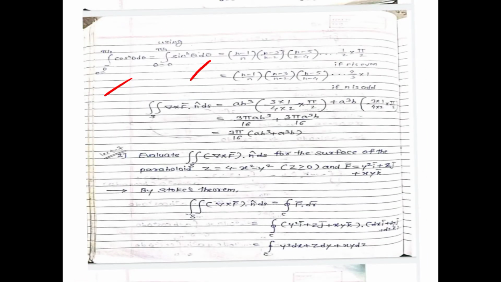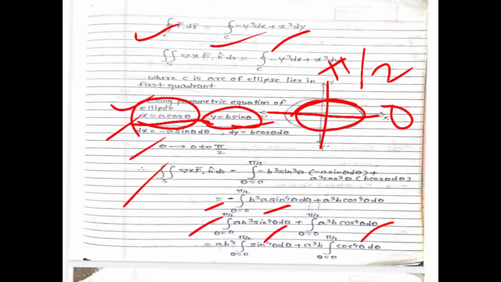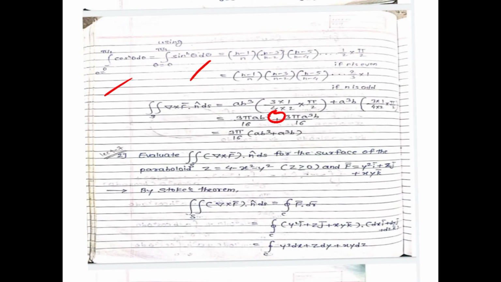So we will take the integration. The integration of sin raised to 4 theta d theta: the value of n is 4, so we write 4 in the denominator, then in the numerator 4 minus 1 is 3, then n minus 2, that is 4 minus 2, is 2, and at the numerator 4 minus 3 is 1, into pi by 2 as n is even. Similarly here we get this term. After simplifying, we get 3 pi by 16 times (ab cube plus a cube b) as the final answer. So this is the method to solve the problem based on Stokes theorem.